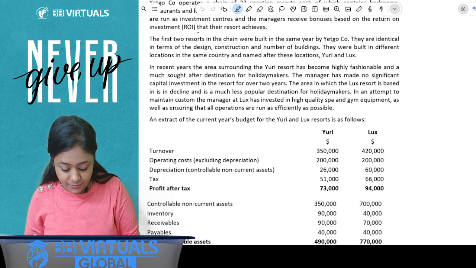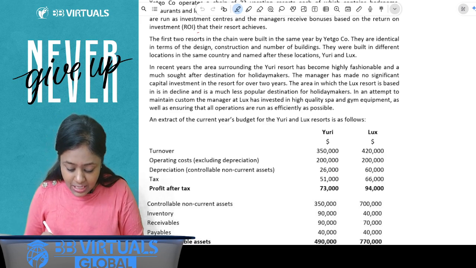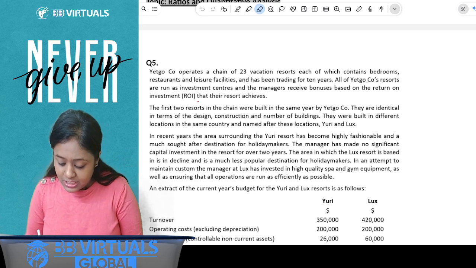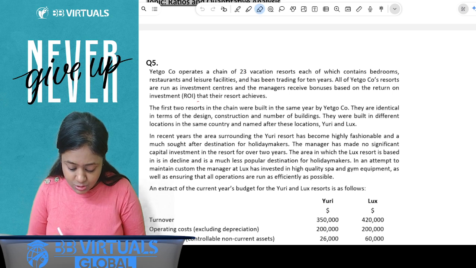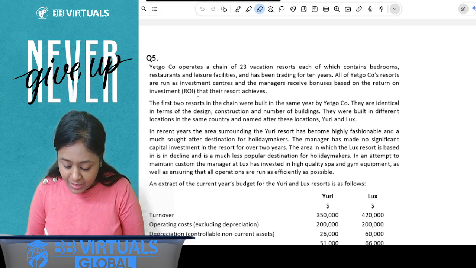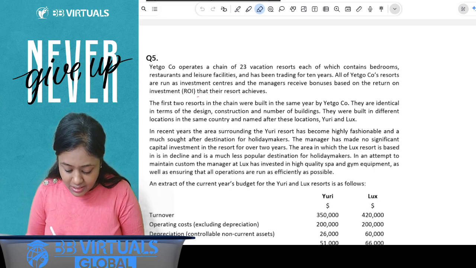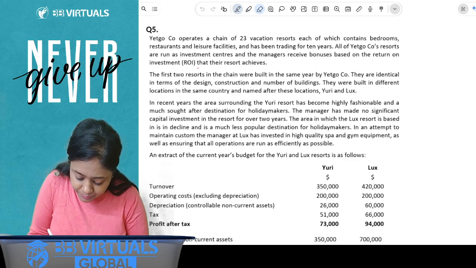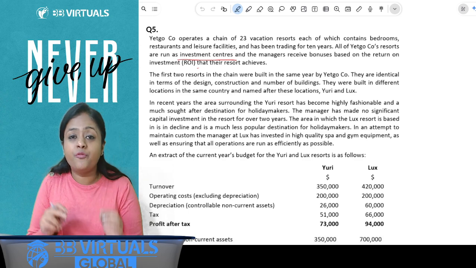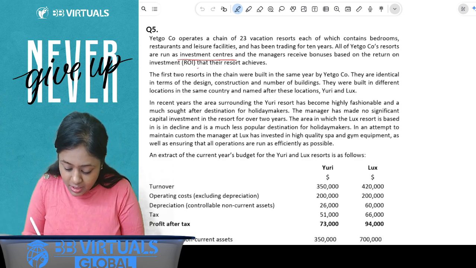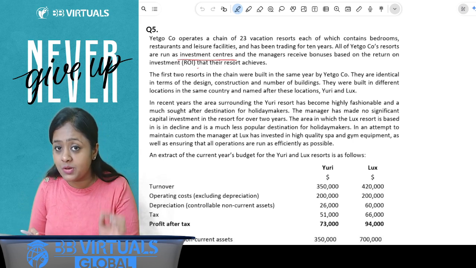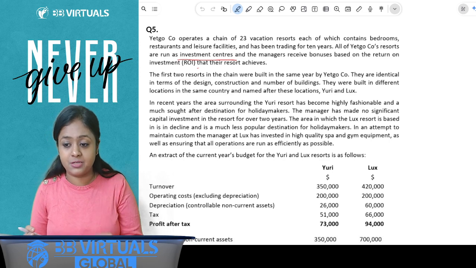Let's do this question of Yetco Company. Yetco Company operates a chain of 23 vacation resorts, each of which contains bedrooms, restaurants, and leisure facilities and has been trading for 10 years. All of Yetco Company's resorts are run as investment centers. That means profit, sales, cost, all are covered. And the return on investment, residual income, remember these portions will also be here since it is an investment center.